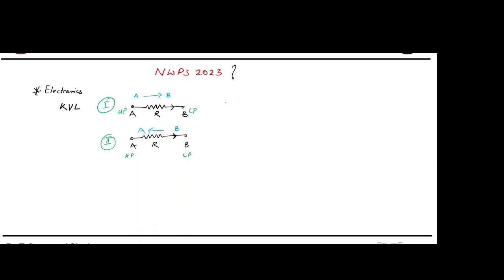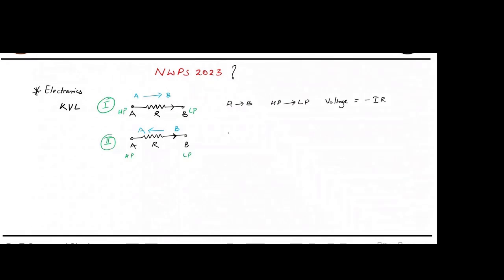So in case 1, we are going from A to B. That is, we are going from higher potential to lower potential. So since we are going from higher potential to lower potential, there is a decrease of potential. Yes or no? I'm going from higher to lower. Yes, sir. So the voltage, I will use this notation, since it is decreasing, I'll give minus I into R. Fine. I'm giving minus because I'm going from higher to lower.